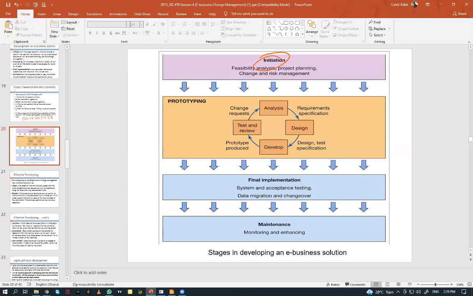All right, so we have the initiation stage and the prototyping stage. In the prototyping stage, it starts with the analysis. We design it, we develop it, we test and review it. If it doesn't work the way we want it to, we take it back to analyze it again. We redesign it, redevelop it, and retest it again. So the prototyping stage is a cycle. Then we have the final implementation stage, and the maintenance and monitoring stage.